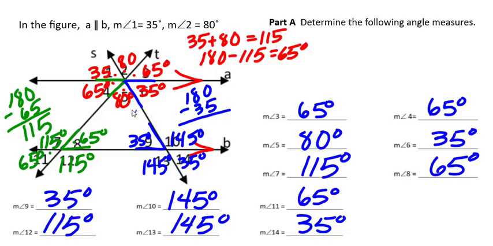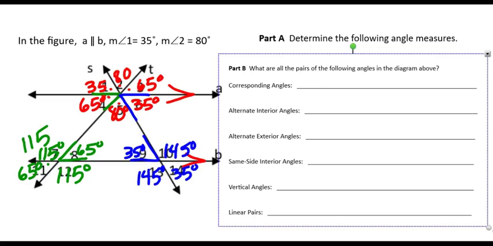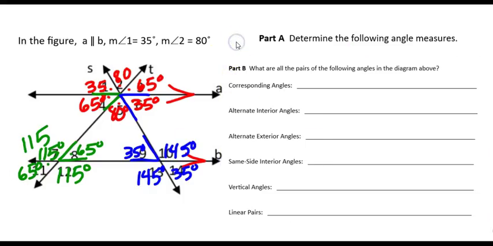Now, when you get to the third part of this problem, you're going to have to explain how you got these angle measures. You're going to have to pick 3 of them. And just like I explained how I got them, you're going to have to explain how you got them. So the next part of this problem asks me, what are all the pairs of the following angles in the diagram?